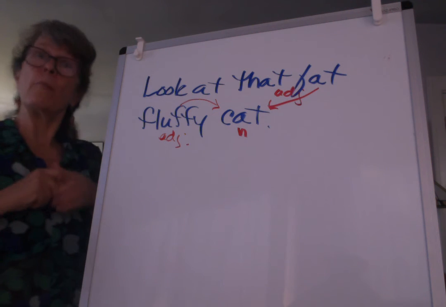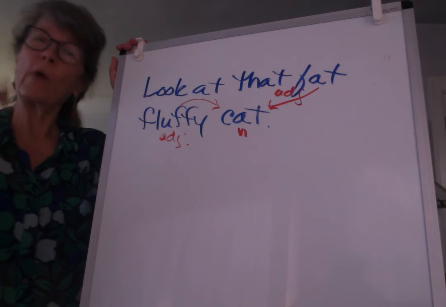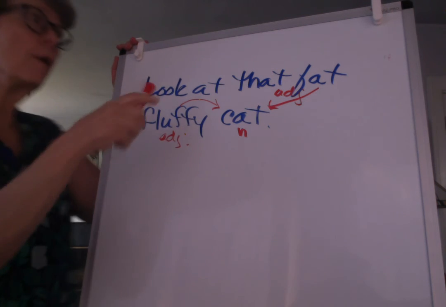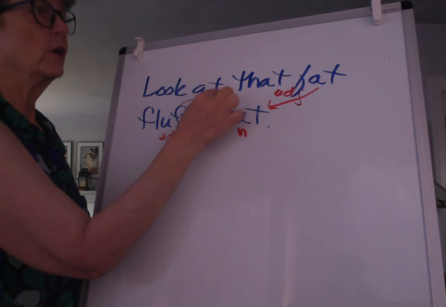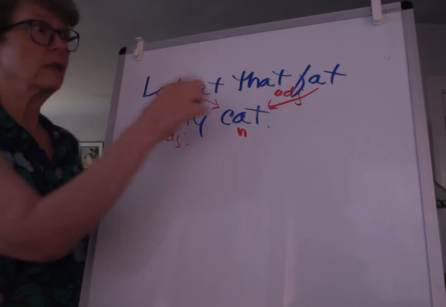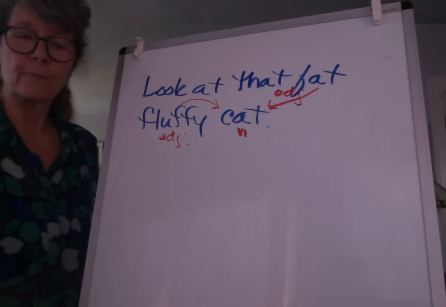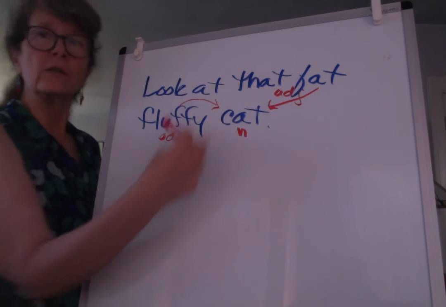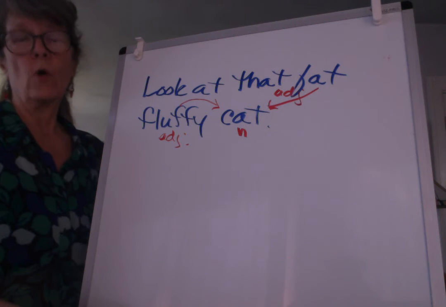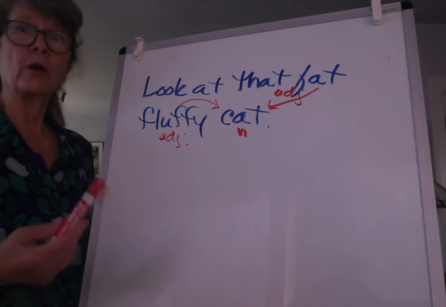And since we have more than one adjective, we have to think about whether we're going to put a comma in between them. Is it, "Look at that fat, comma, fluffy cat?" Or are there no commas there? Here's the trick. If I can say those in any order, or if I can put "and" in between them, then I have to put a comma.